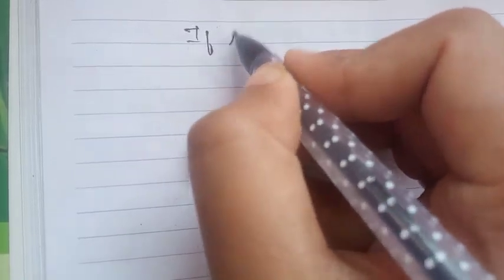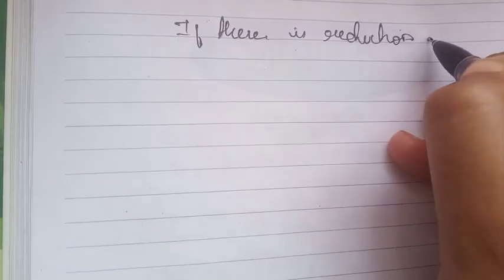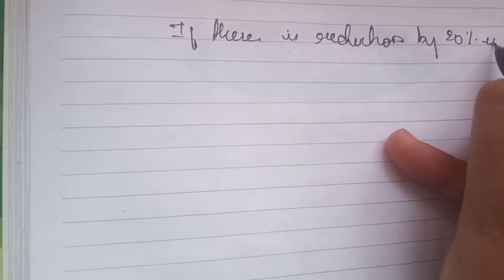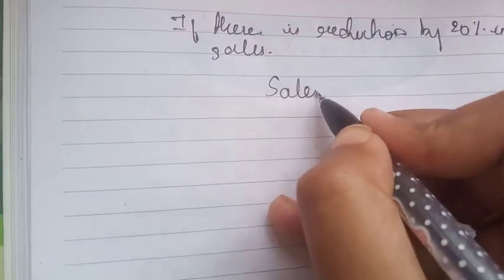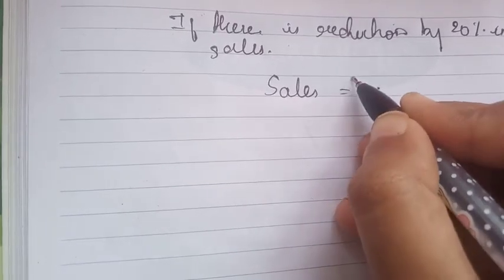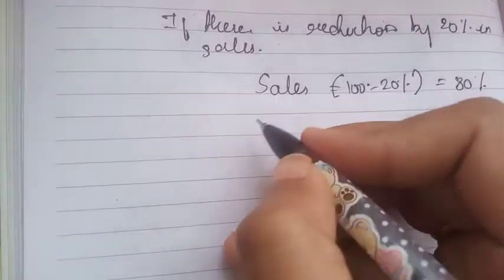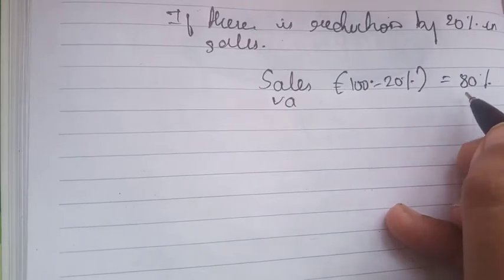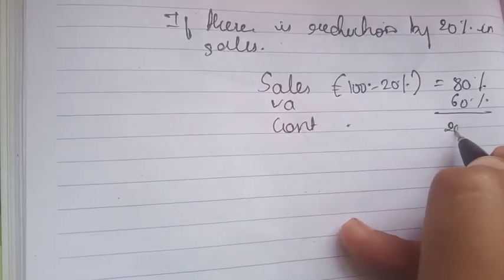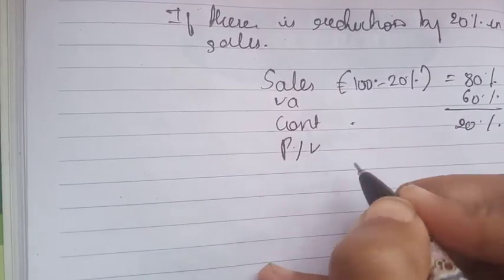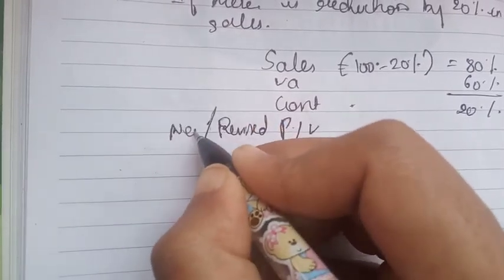If there is a reduction by 20% only in sales, okay, then sales will be 100 minus 20%. 100 minus 20% will be 80%, and variable cost will be the same, 60%. So the contribution will be 20%, and the PV ratio will be the revised PV ratio or new PV ratio, let's say that.